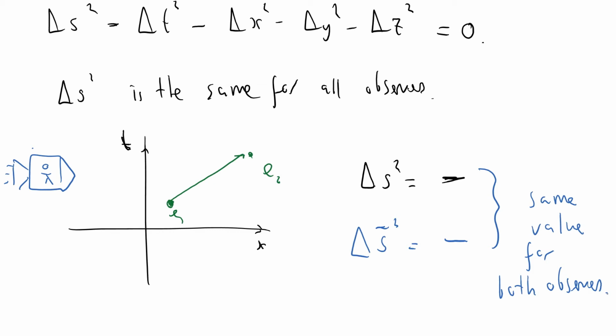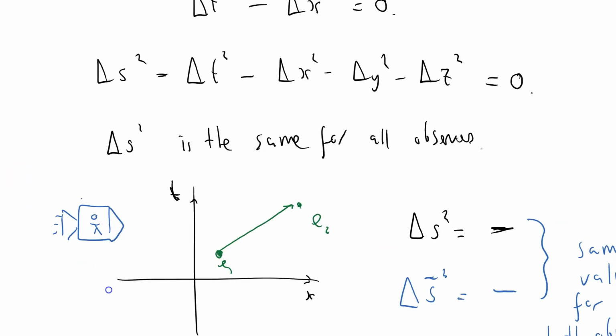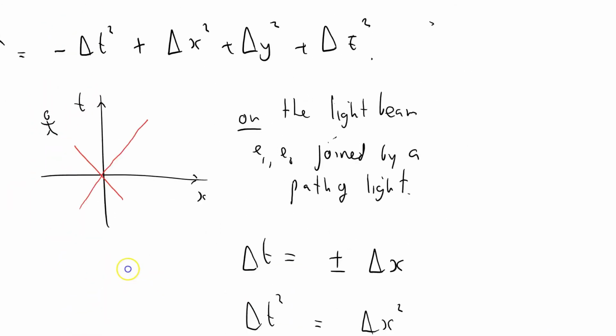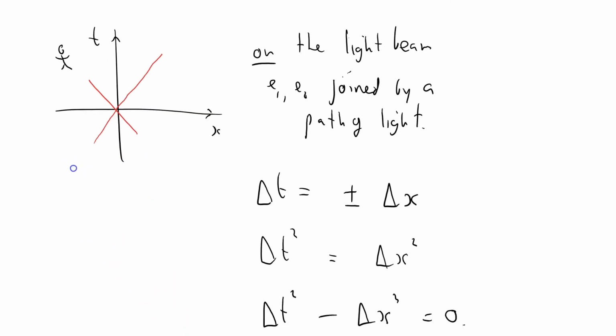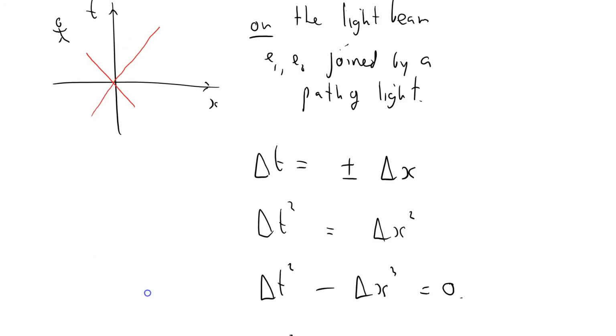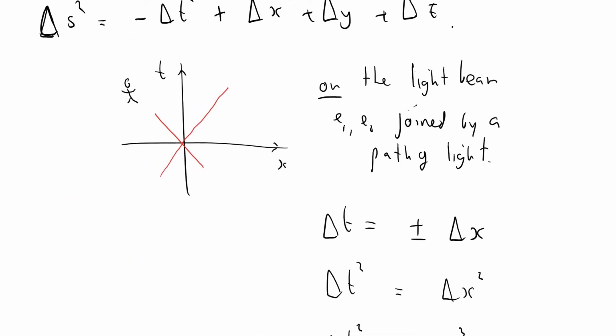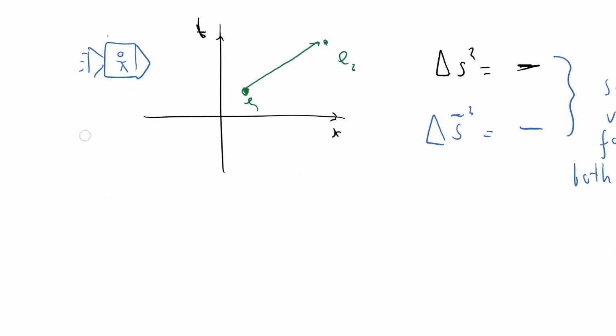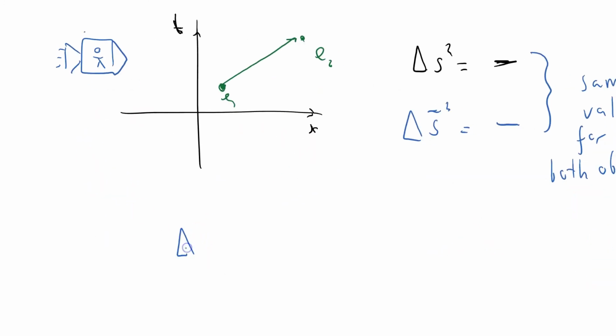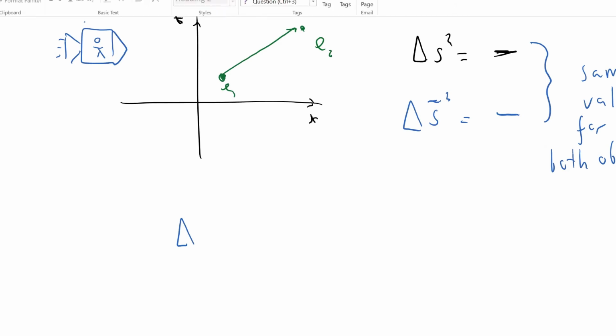This is going to take quite a long time. There's quite a lot going on here, so I just want to make sure I've got everything set up. We define our interval delta s squared equals this, and then I'm observing that on the light beam delta s squared equals 0. Have I written that down? Yes.